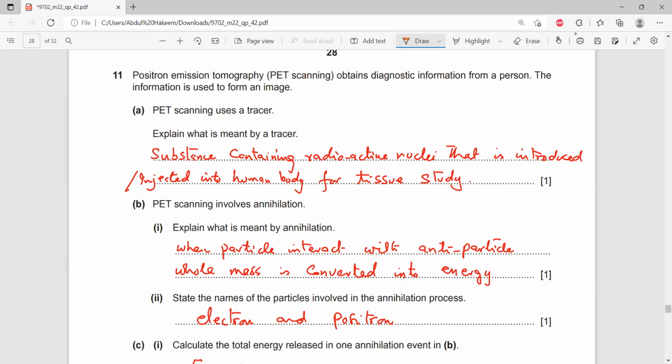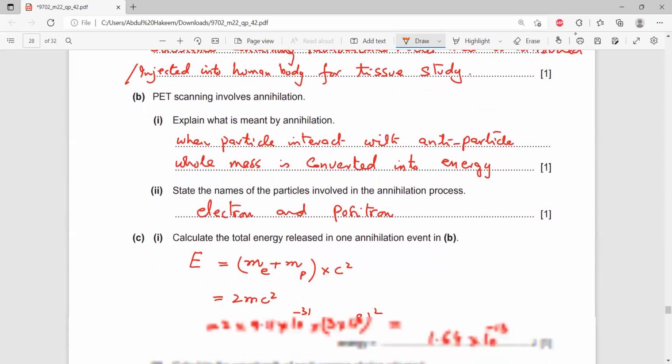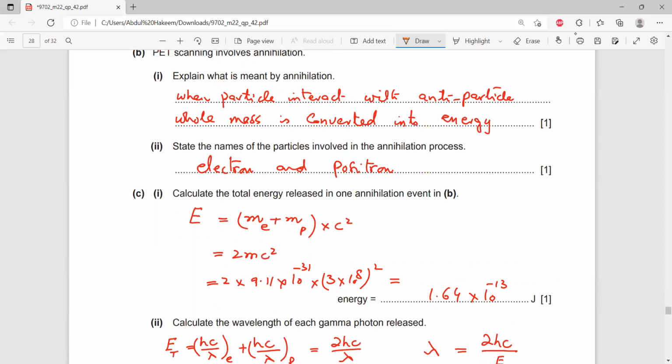Next, PET scanning involves annihilation. Explain what is meant by annihilation. When a particle interacts with its anti-particle, the mass of both is converted into energy. This is called annihilation. For example, electron and positron. When an electron and a positron interact with each other, the mass of the positron and the mass of the electron are both converted into energy. That's why when we have to calculate the energy, we will write mass of the electron plus mass of the positron, times c squared. This is annihilation.